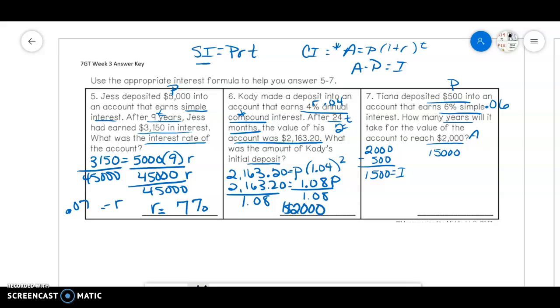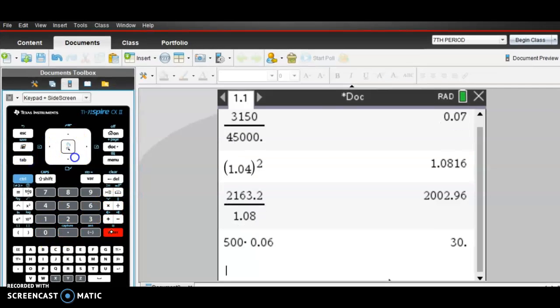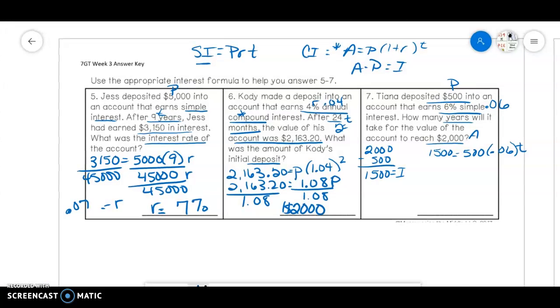So 1,500 is equal to 500, that was our P, times 0.06 times T. We don't know what T is. So if we do 500 times 0.06, we get 30. So we have 1,500 is equal to 30 times T. We're going to divide by 30. 3 goes into 150. So this would take 50 years, which is again why compound interest is better than simple interest.